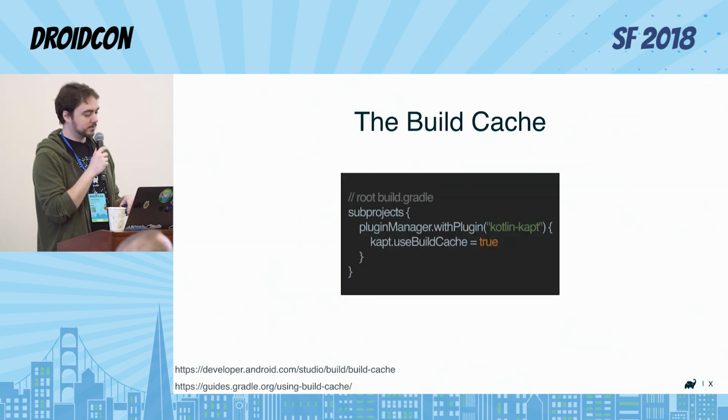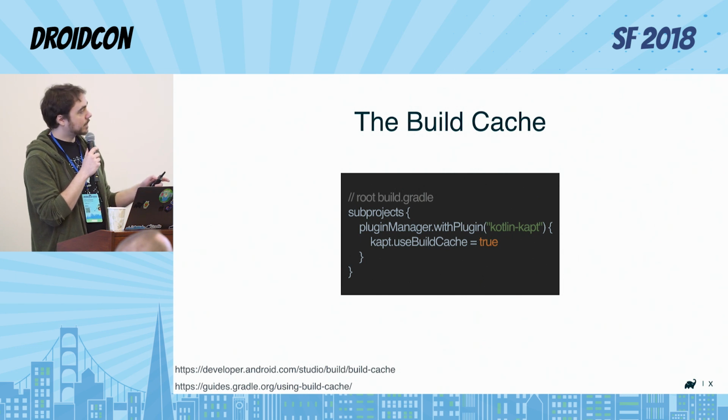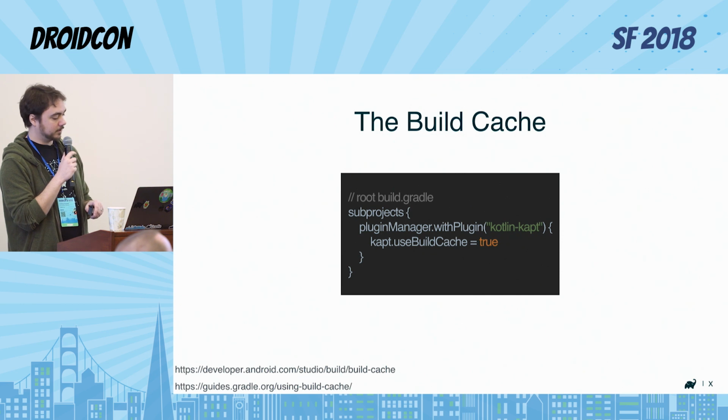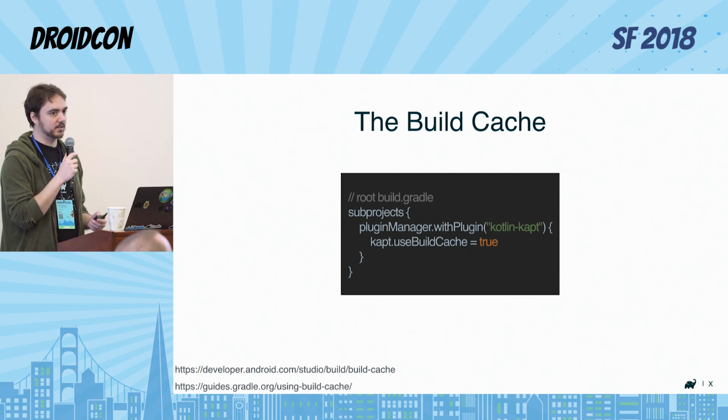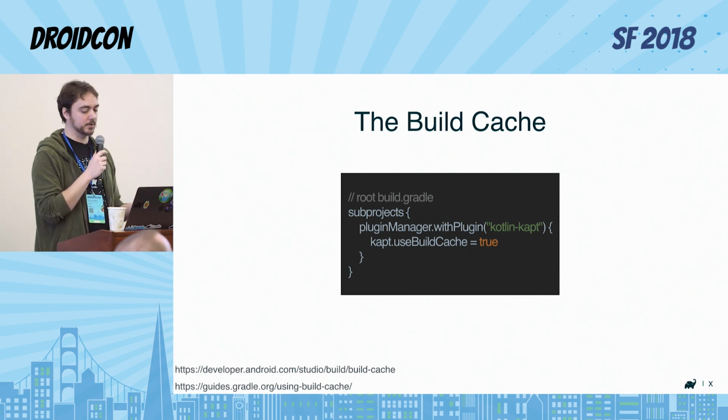And then one piece of practical advice, if you're using Kotlin and kapt and the build cache, add this to your root build.gradle file. It will enable the build cache for certain kapt related tasks, improving build performance by a lot, like tens of seconds for a clean build.